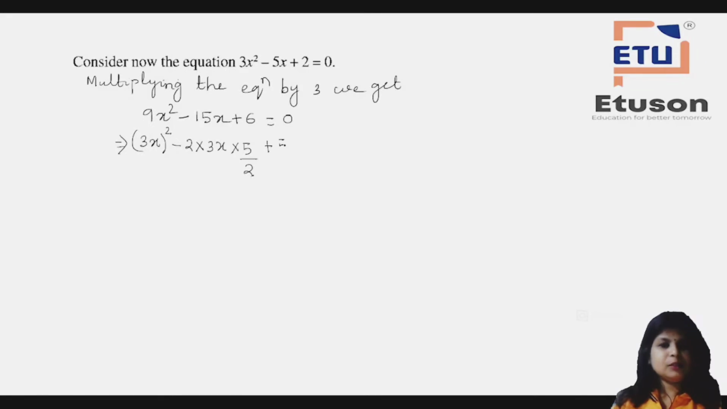plus I will add one extra term, that is 5 by 2 whole square, that is b here. So a square minus 2ab plus b square: b square is here now, 5 by 2 whole square. This is an extra thing which you have added. If you have added an extra thing, that needs to be subtracted, otherwise the equation is going to change, so you have to subtract it. So you will get the expression in this form.